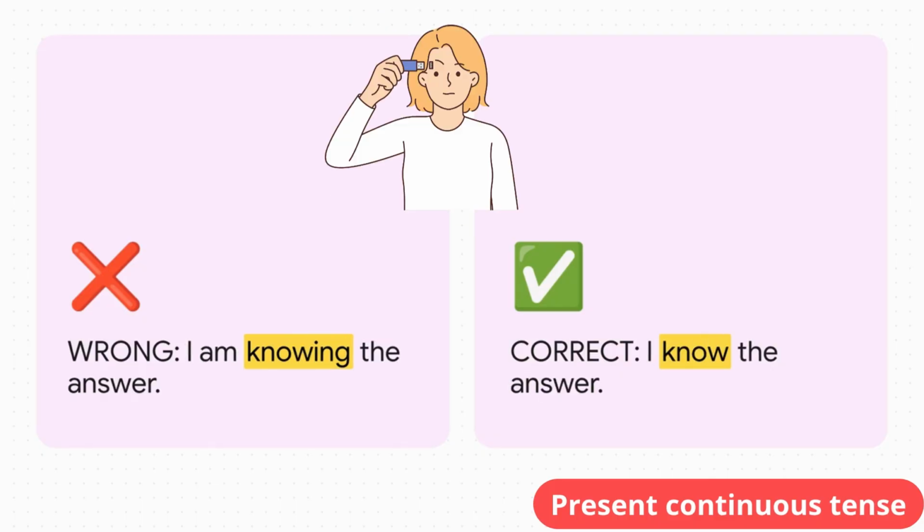Pro tip number 2, some verbs aren't really action verbs. They describe states or feelings. Things like know, want, like. These are called stative verbs, and they don't usually like the ing form. You wouldn't say, I am knowing the answer. It just sounds wrong, right? You just say, I know the answer. It's a state, not an ongoing process.